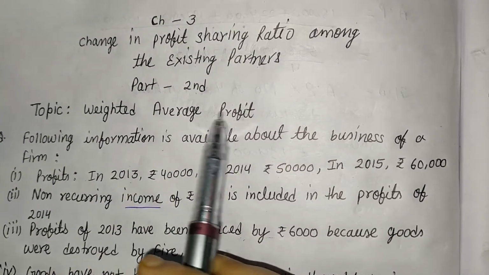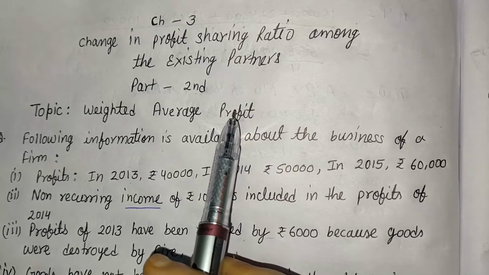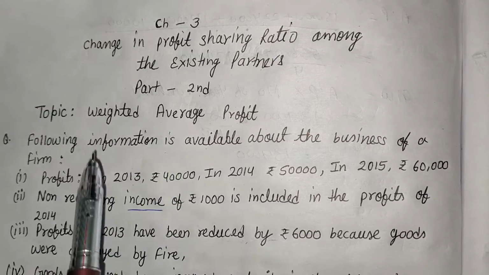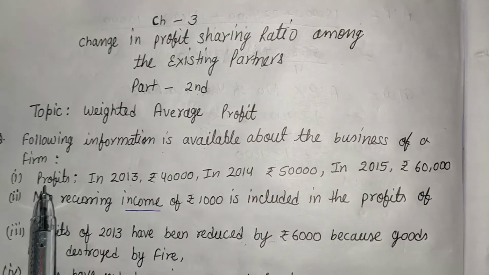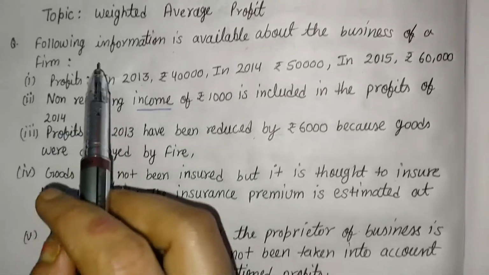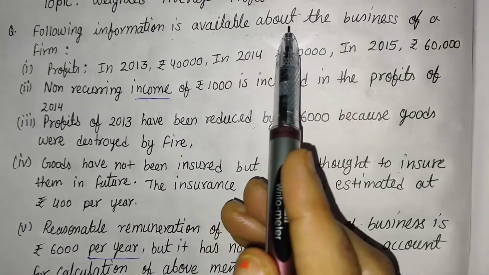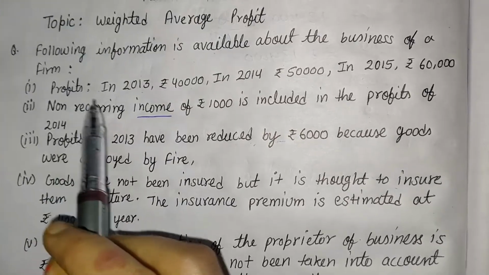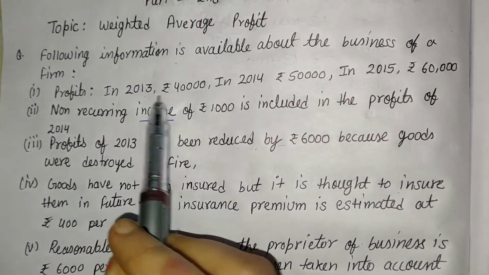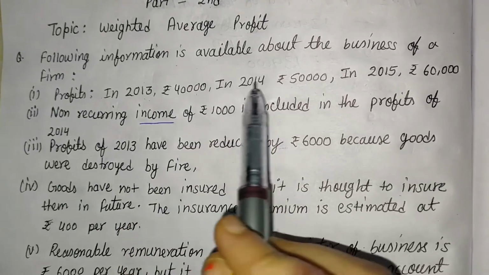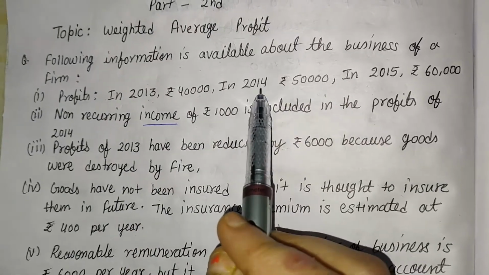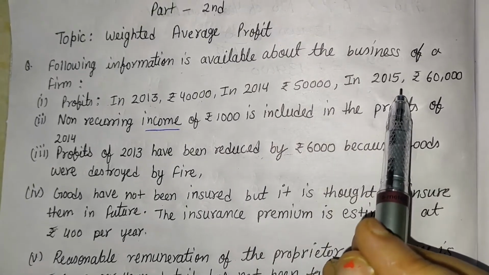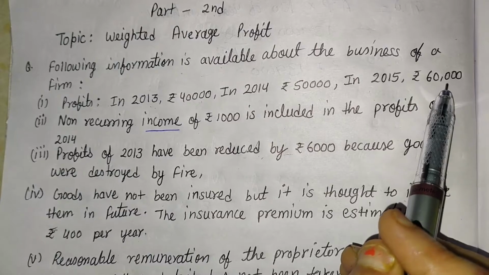For understanding weighted average profit, there is no formula for that method. So we understand that method with the help of a question. Here the question is, following information is available about the business of the firm. The first point is profit in the year 2013, that is rupees 40,000. In the year 2014, that is rupees 50,000. In the year 2015, that is rupees 60,000.